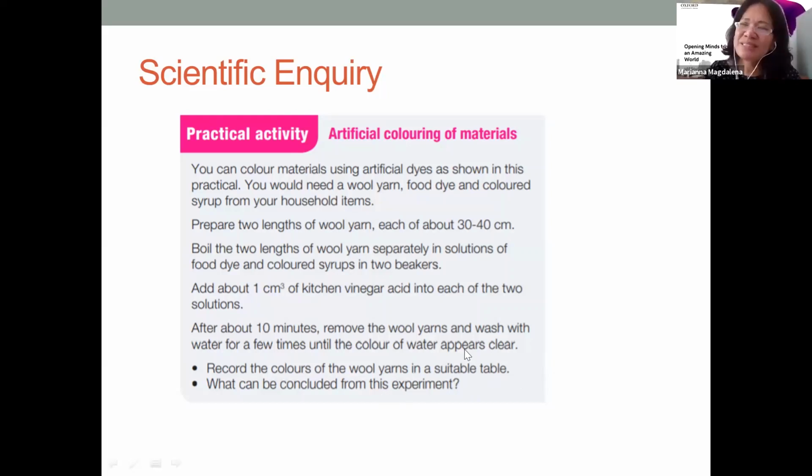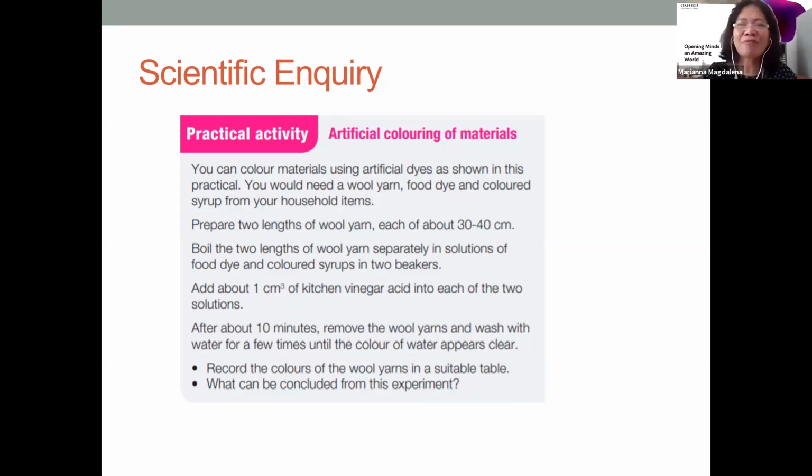And then you see which substance makes more color disappear, the intensity of the color disappearing. Then you know whether food dye or colored syrup has more artificial coloring. That is the way to do scientific inquiry.